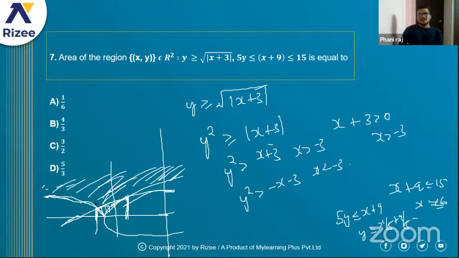But you see, if you find out the points of intersection of x/5 + 9/5, you get the point here as (-4, 1). Minus 1. Here you get as (2, 1).